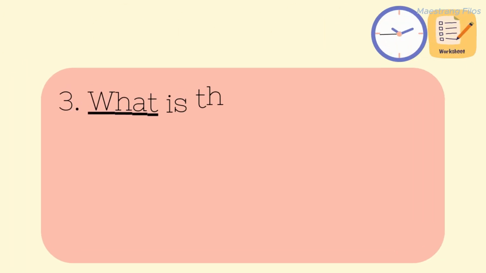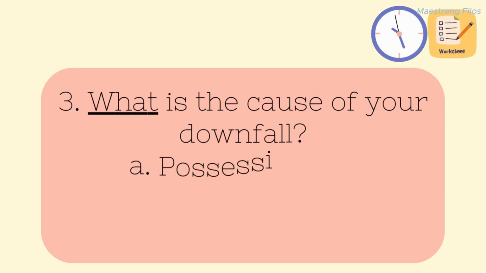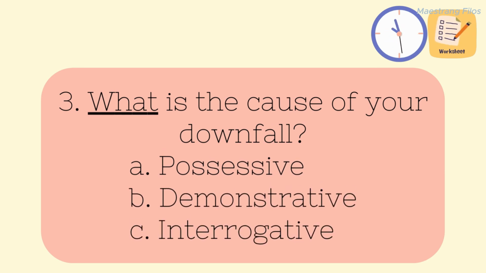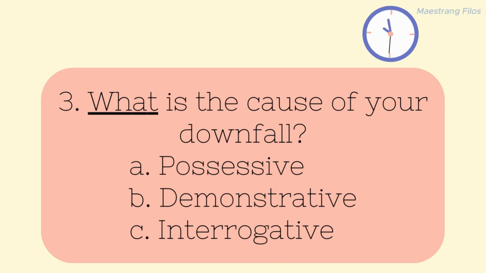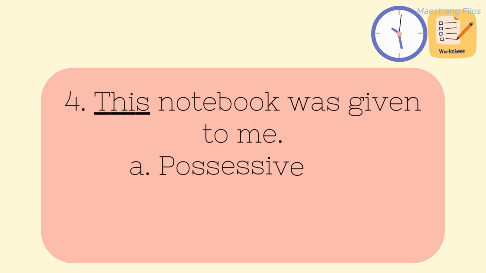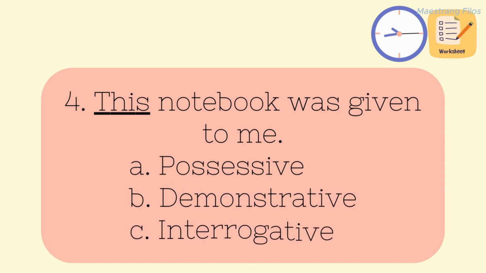Number 3. What is the cause of your downfall? The underlined word is what. What type of pronoun is this? A. Possessive. B. Demonstrative. Or C. Interrogative. Number 4. This notebook was given to me. The underlined pronoun is this. What type of pronoun is this? A. Possessive. B. Demonstrative. Or C. Interrogative.